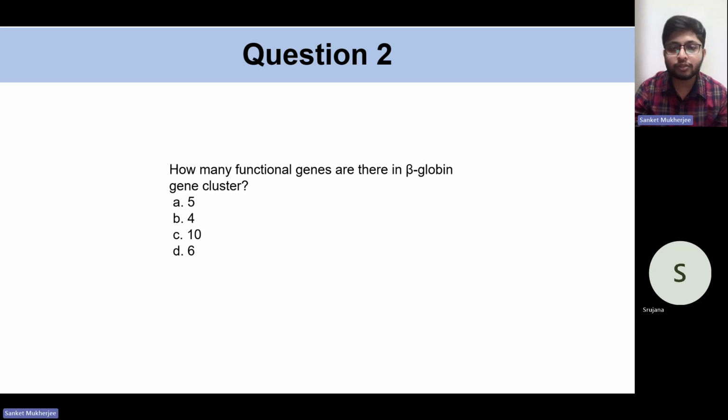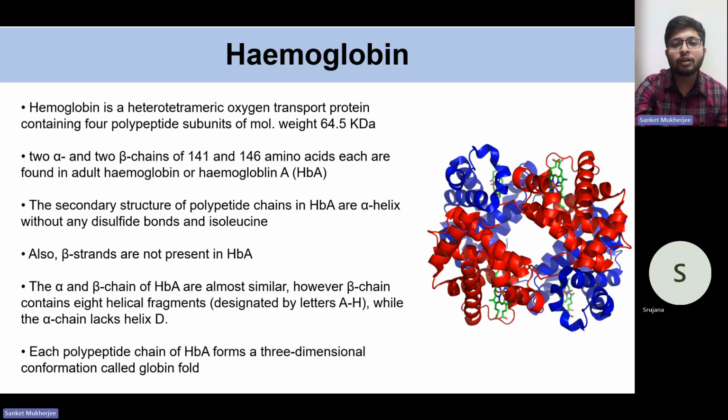Okay, so the answer to this question would be A, 5. So there are 5 functional genes. Let's look at it. Let's talk about hemoglobin. It's a heterotetrameric oxygen transport protein. So there are tetramers which are present.